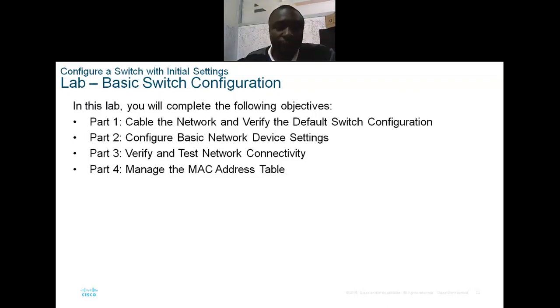Part 2, configure basic network device settings. So we're going to find out what are the basic things that we need to do. When we say configure the basic device settings, what basically are we talking about? We're going to do that. Then part 3, verify and test network connectivity. Then manage the MAC address table.